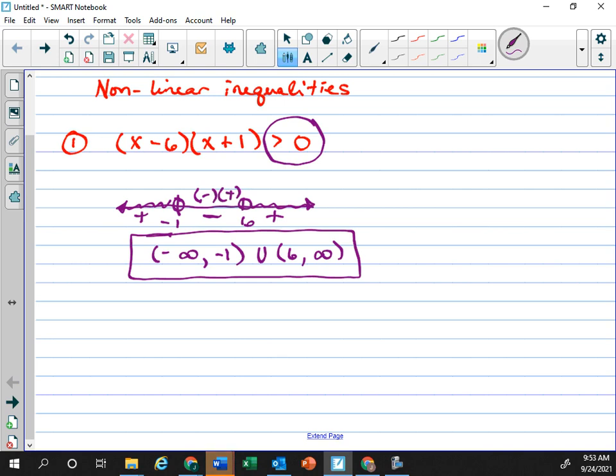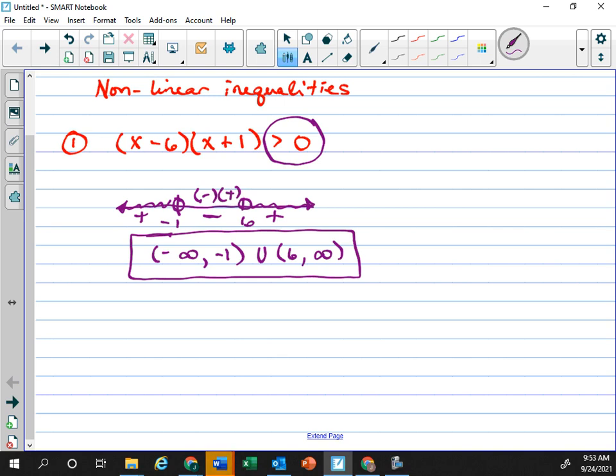Were you fine with how I figured out this part was negative? If these don't have multiplicity, meaning it wasn't x minus 6 quantity squared, then I know the number line's going to alternate. But if you have even multiplicity, remember when we graphed the polynomials, how it would bounce off the x-axis? That's going to impact your number line too, because when it bounces, if it was positive, it stays positive. But since there's no multiplicity, it will always alternate. So find one region and then you know them all.